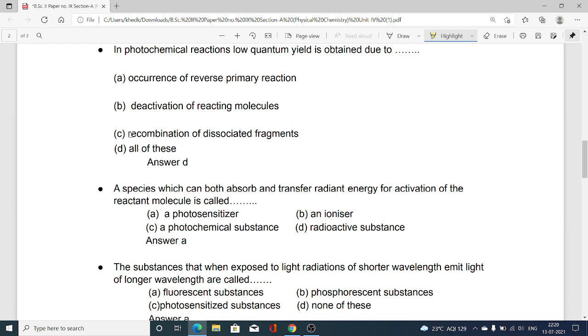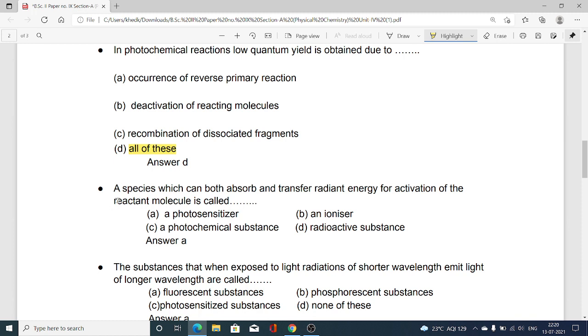Option C, recombination of dissociated fragments. These dissociated fragments, whenever they recombine with each other, then there is also a decrease of quantum yield. Hence, it is also one of the reasons for the low quantum yield. So, option D, that is all of these, is the correct option here.